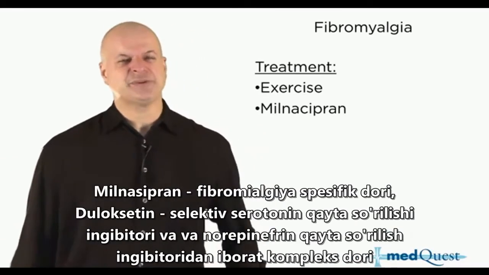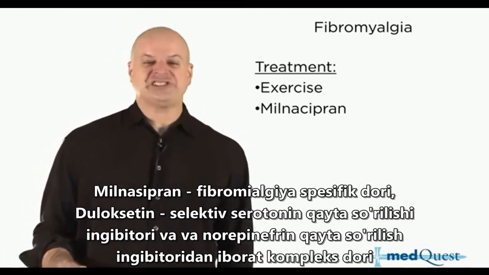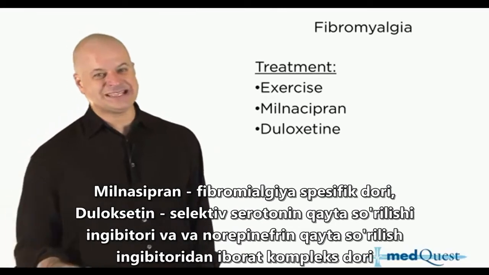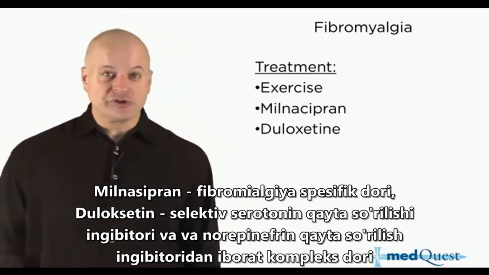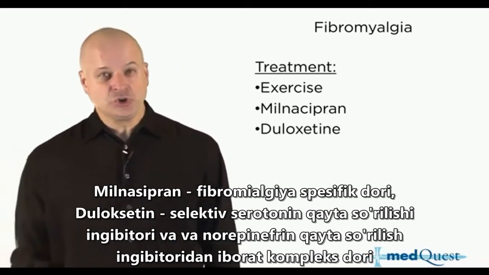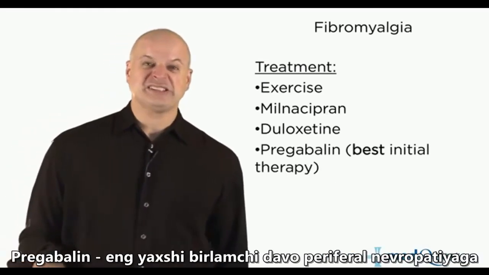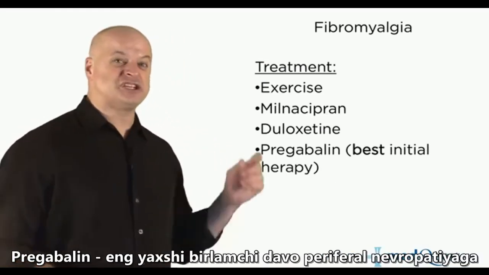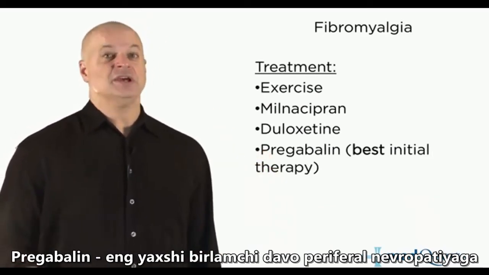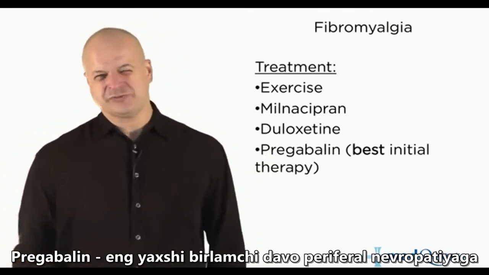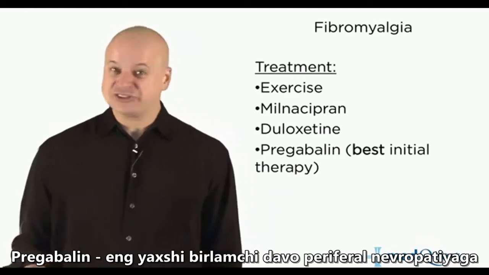The therapy, milnacipran. Milnacipran is a fibromyalgia-specific drug. Look it up. Duloxetine, which is a combined serotonin reuptake inhibitor and norepinephrine reuptake inhibitor, a dual reuptake inhibitor. Pregabalin, one of the best initial therapies, which we know is the best initial therapy for peripheral neuropathy. Remember that in general, it's not great to learn trade names, but that's Lyrica. So pregabalin is about as good as we can do.